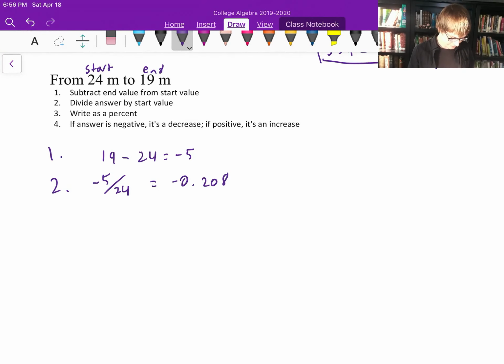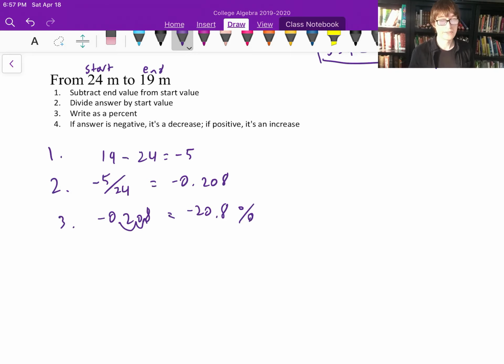And then from here, we just write that as a percent. If you remember, to change a decimal to a percent, you just move the decimal over 2 and then add a percent sign. In other words, multiply by 100. So we had negative 0.208. We move the decimal over 2, and that equals negative 20.8, and we'll add a percent sign. That's all you got to do to change from a decimal to a percent.